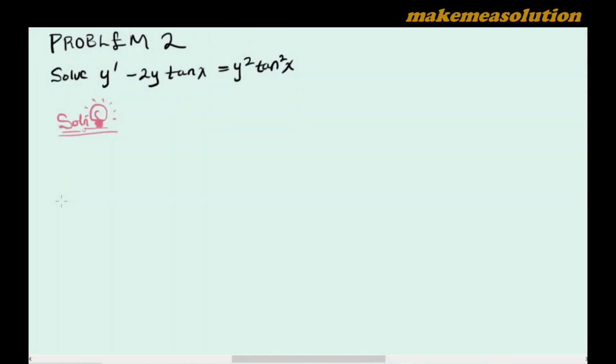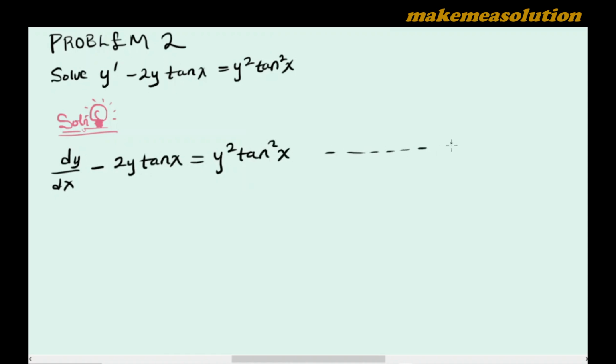Okay guys, here we are at problem 2. We want to solve y prime minus 2y tan x is equal to y squared tan x. So I'm going to rewrite the equation, changing y prime to dy/dx, and minus 2y tan x is equal to y squared tan squared x. So call this equation 1.